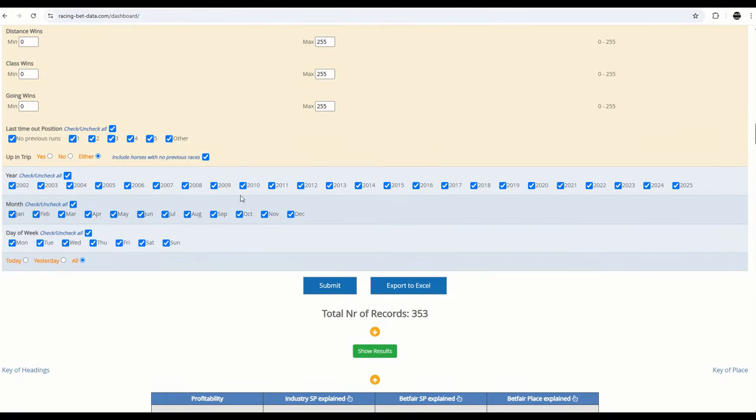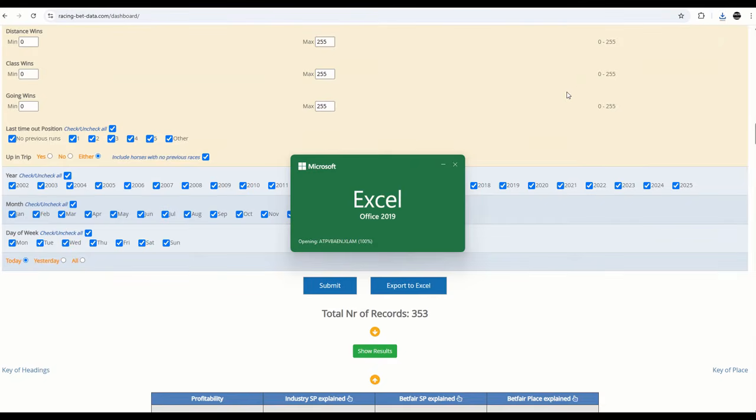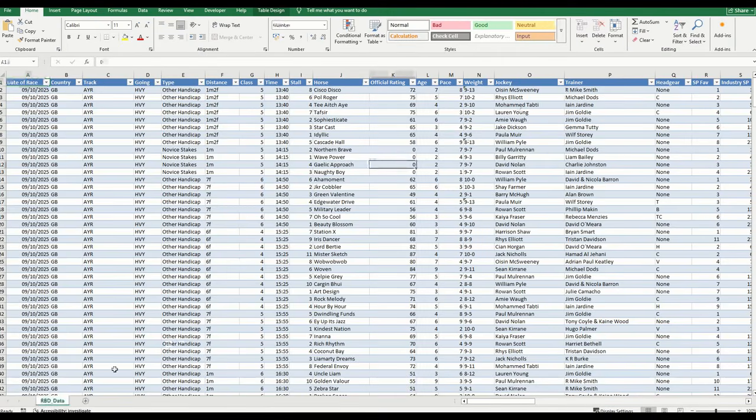Let's look at some trainers with runners today. So I am going to go to today, and I'm just going to send this to Excel just so you can see this on the screen. Open the export up. No, Excel's not for all of you, but this is the quickest way.